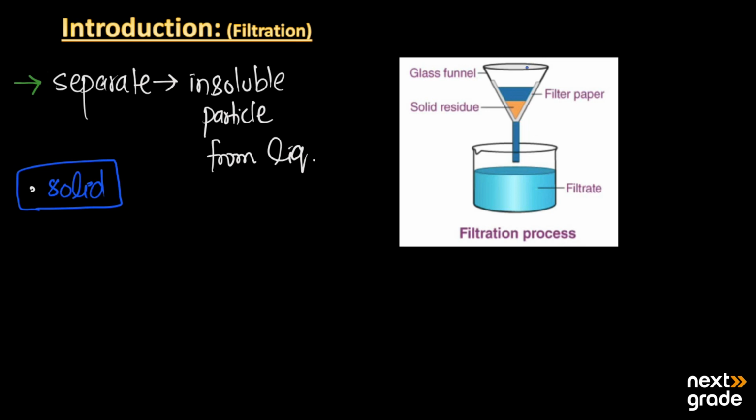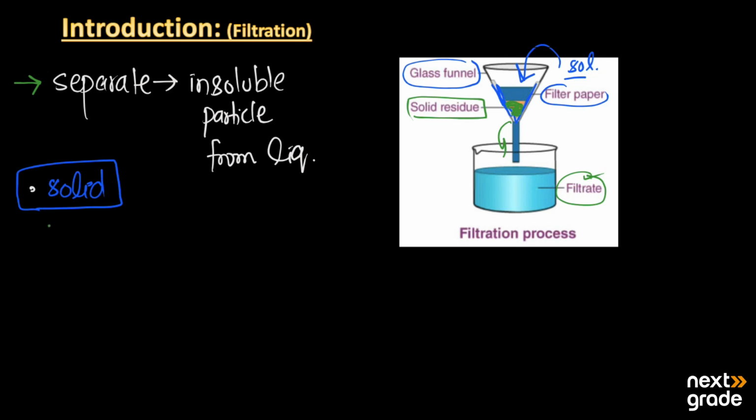Here we have a simple look at the filtration process. For this purpose, we take a glass funnel in which we set the filter paper. This is the filter paper, and then we pour the solution. The solid particles, the residue, are left behind over the filter paper, and we gain the pure filtrate. So this is known as the solid residue, and at the end we gain the filtrate.